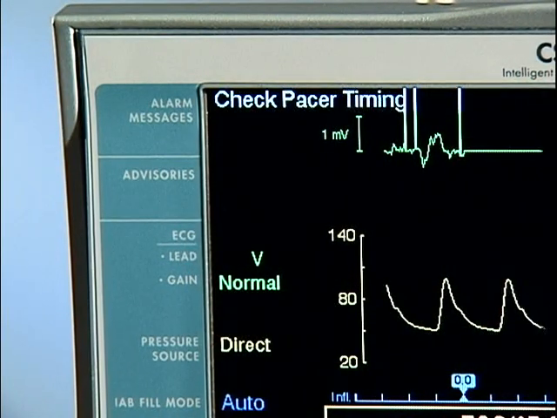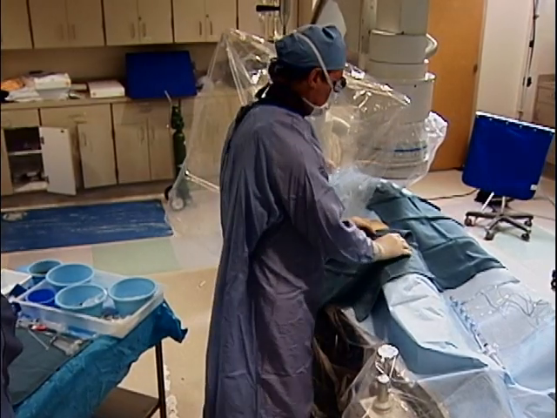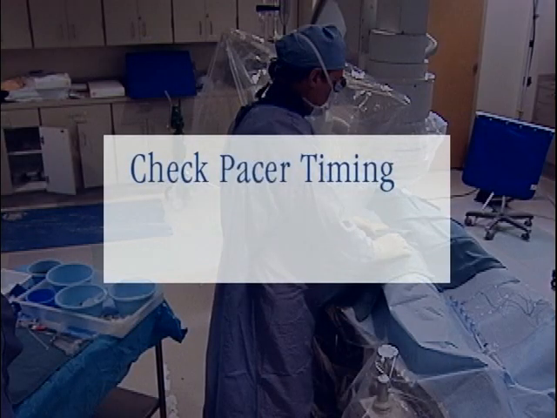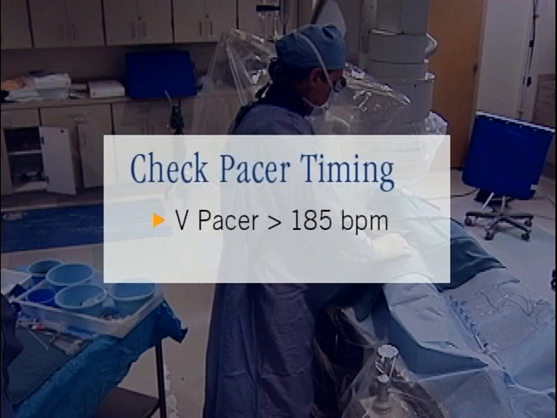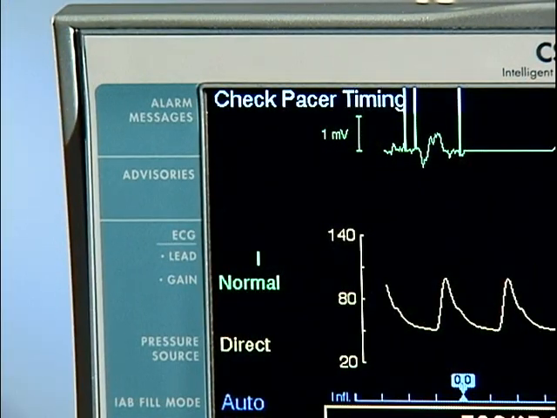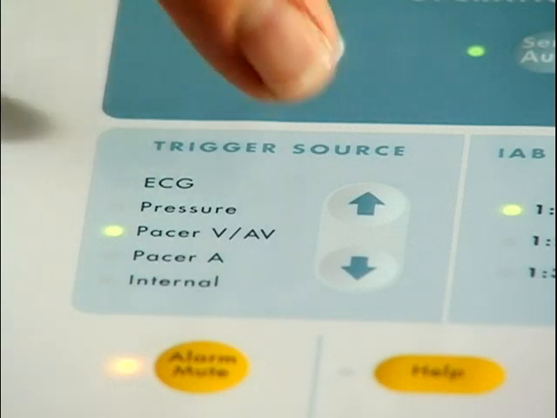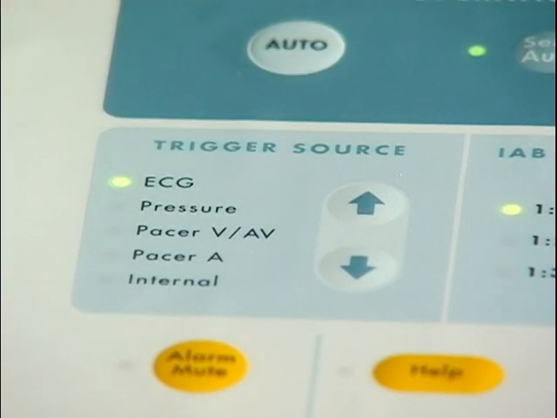If a "Check Pacer Timing" alarm sounds, the probable cause is a patient that is not 100% V-paced or AV-paced. For the check pacer timing alarm to sound, the V-pacer rate must be greater than 185 BPM and the AV pacer rate must be over 125 BPM. If a check pacer timing alarm is encountered and the patient is on demand pacing, the operator should select the ECG trigger source using the Trigger Source arrow keys here. In any case, respond to the alarm by reducing the pacer rate.